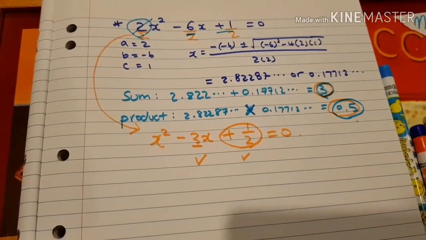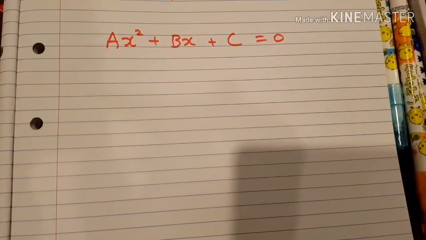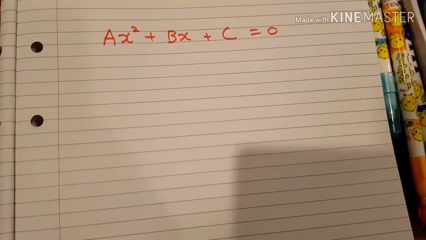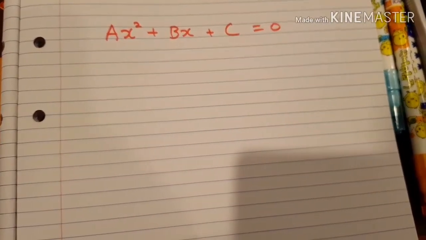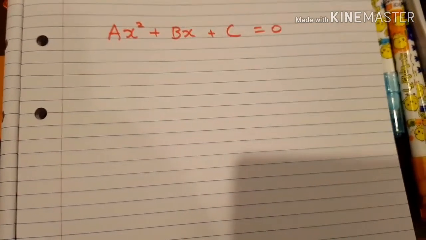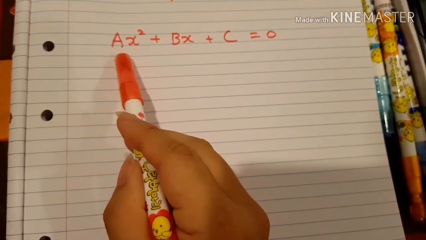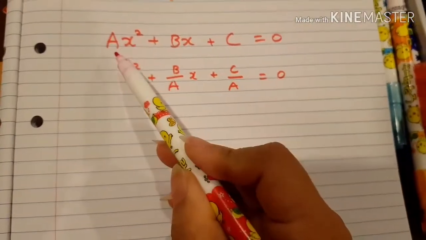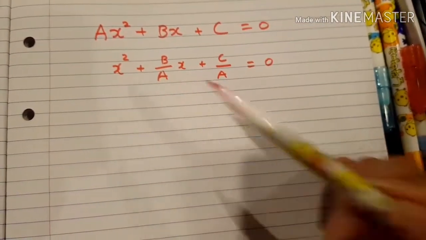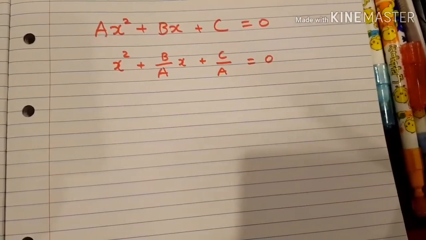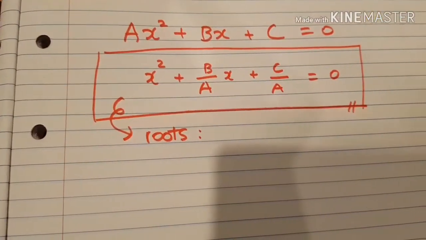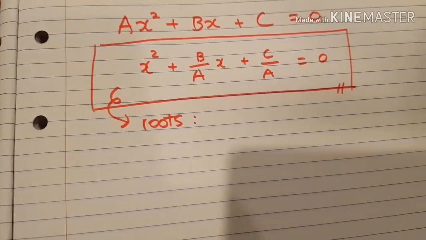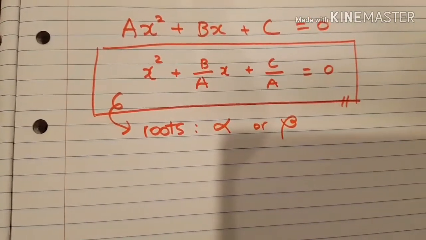So let's put that into the formula. Okay, here you go. I have a quadratic equation. In order to make the sum and product rule work, what I am going to do is eliminate a by dividing each term by a. A over a will be 1, b over a, c over a. And say the solution, the roots, the x values of this one, are alpha and beta.